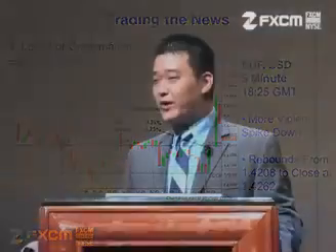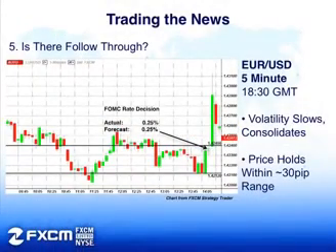Again, at this point, we're not looking to jump in any trades. We're still waiting for that confirmation, or rather, really just waiting for that conviction on whether we even want to trade this event risk or not. So fast forward to the next 5 minutes. All of a sudden, after seeing these two big spikes, price action really tapers off, and we see volatility slow. Euro dollar is starting to consolidate, holding within a 30 pip range.